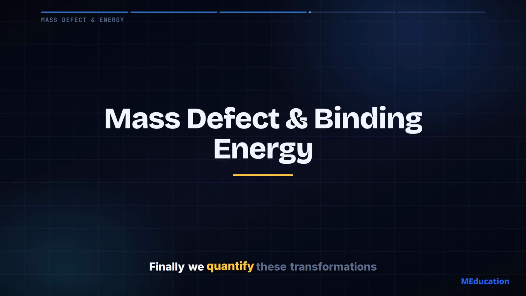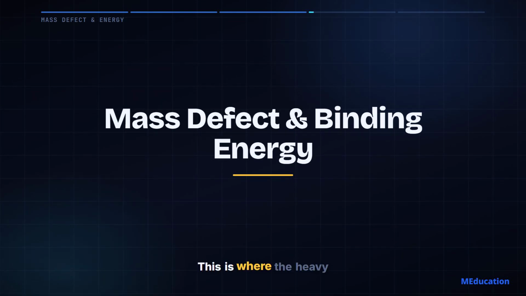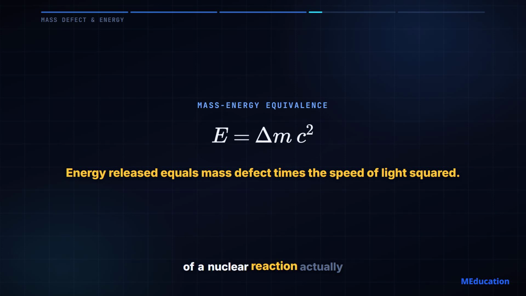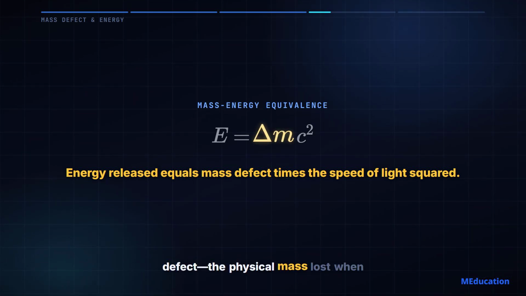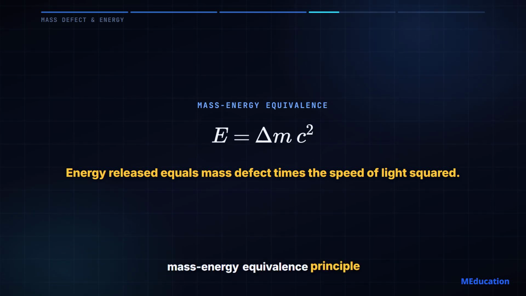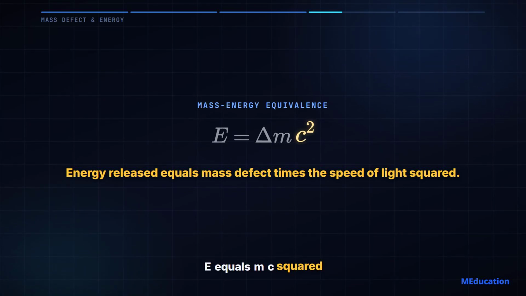Finally, we quantify these transformations. This is where the heavy mathematical lifting of paper 4 occurs. Where does the immense energy of a nuclear reaction actually come from? It comes from missing mass. You will calculate the mass defect, the physical mass lost when nucleons bind together, and convert it into energy using Einstein's famous mass-energy equivalence principle, E equals mc squared.